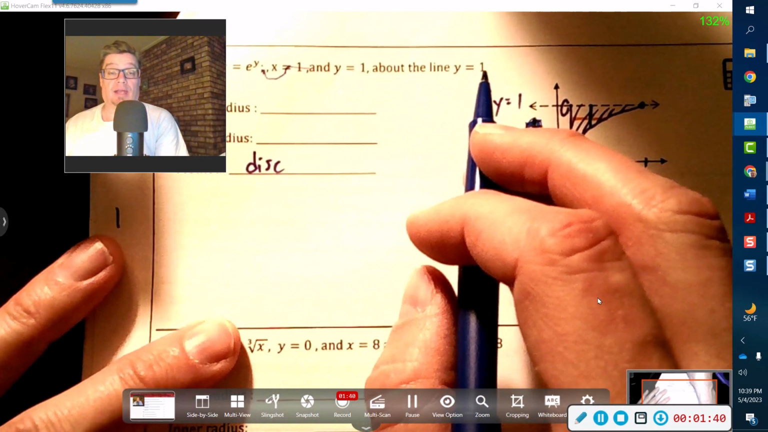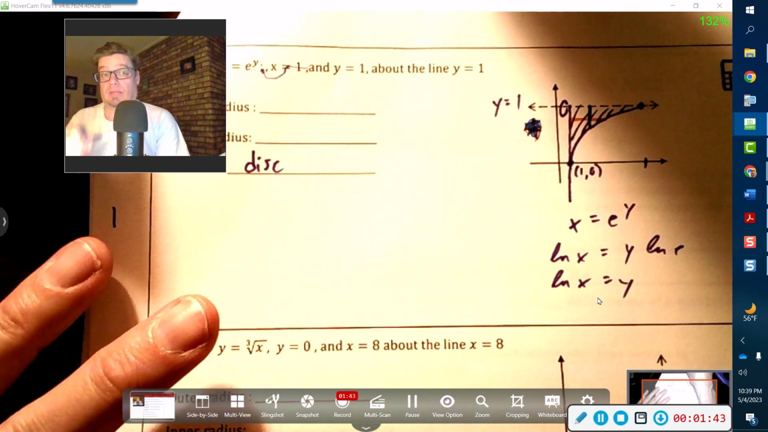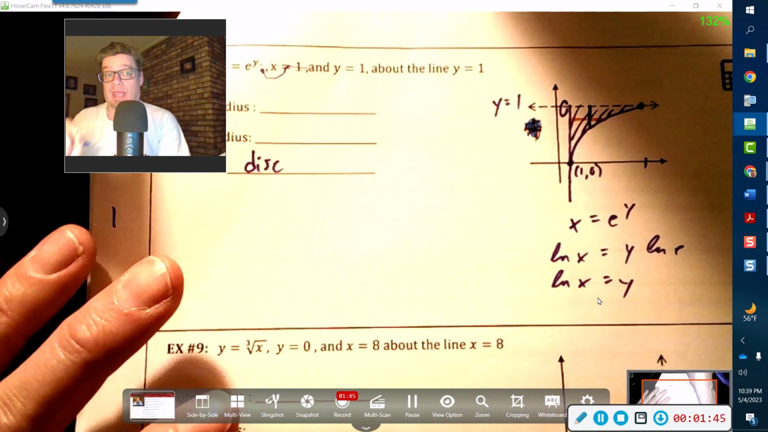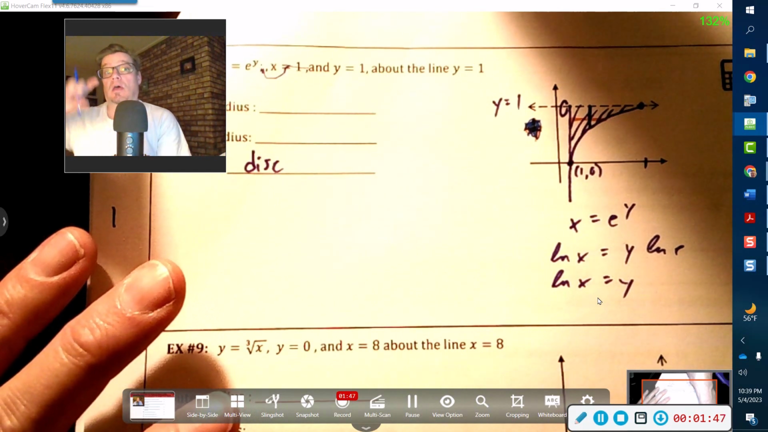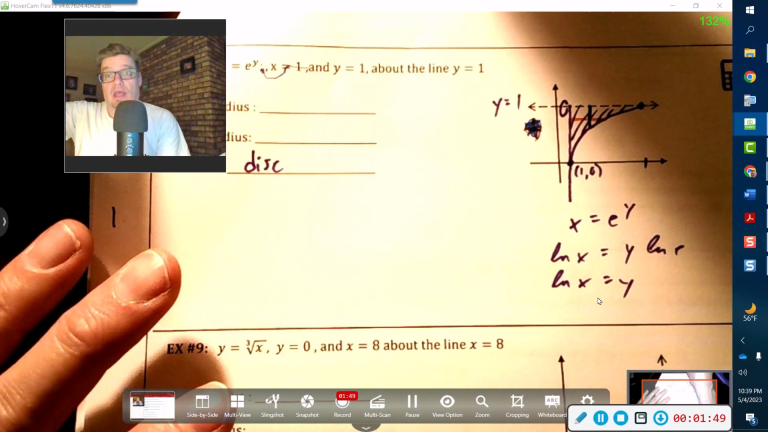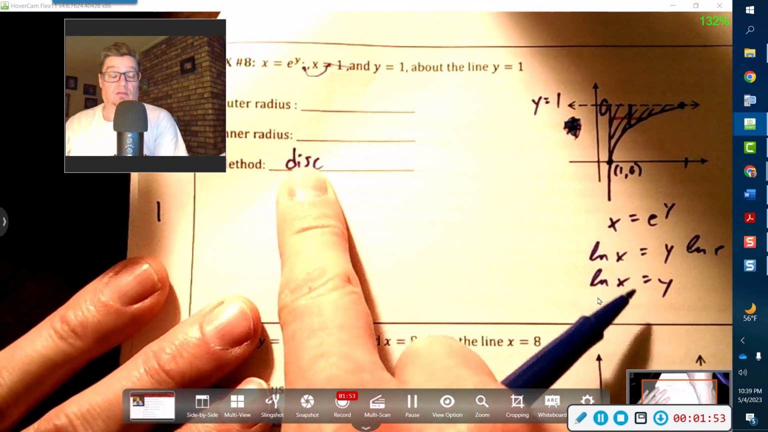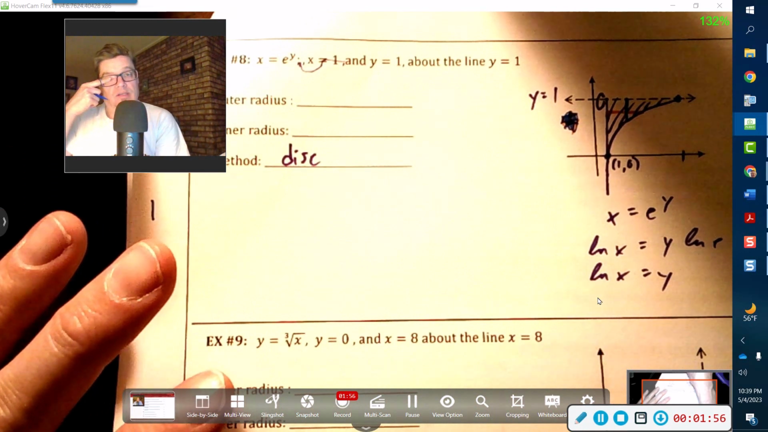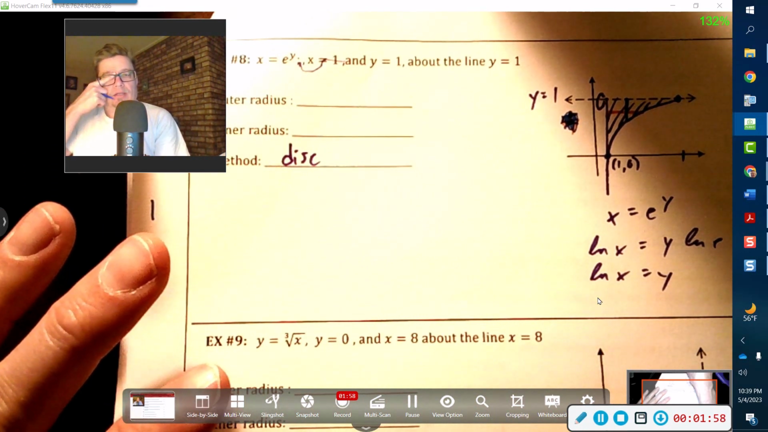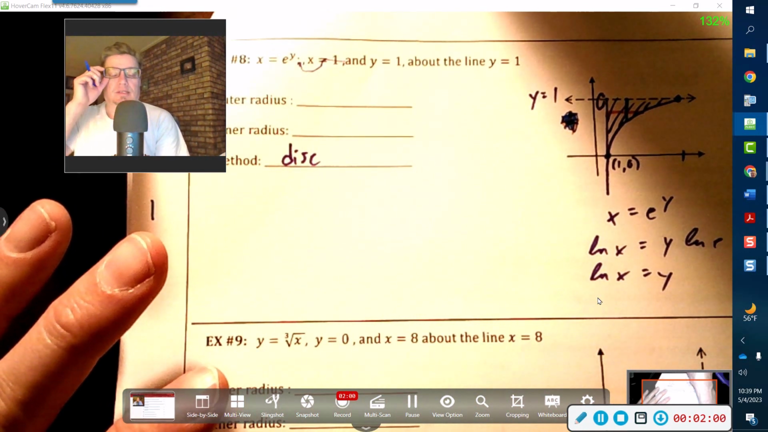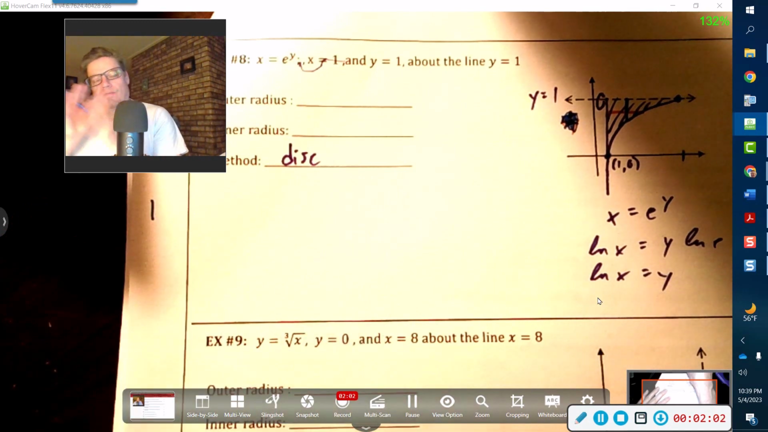Now that's cool, because it means there's no space in between the axis of rotation and the function itself. So that is why this guy is a disk. Okay, there's no empty space there. So that's cool. This would be actually a little easier. I find the disks easier instead of trying to figure out what you've got to subtract.